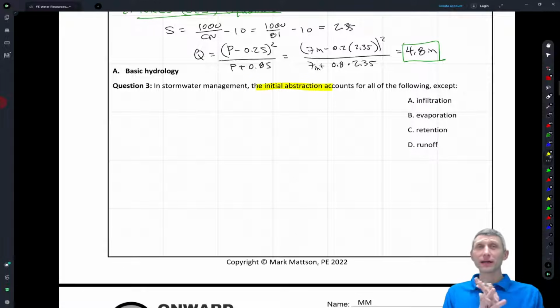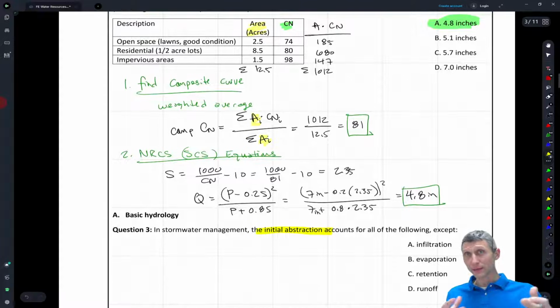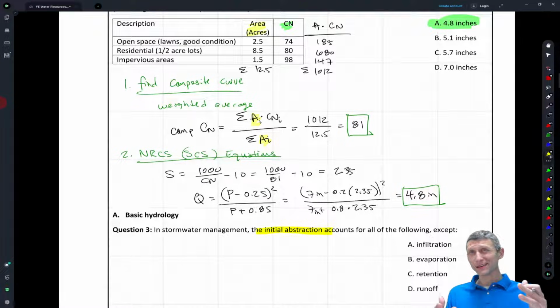And maybe you never took a hydrology class in your undergraduate career or program of study, but this is one of those concepts in basic hydrology that is going to make a difference. So just like you're going to have basic curve numbers that account for that initial infiltration, the initial abstraction does the same thing.